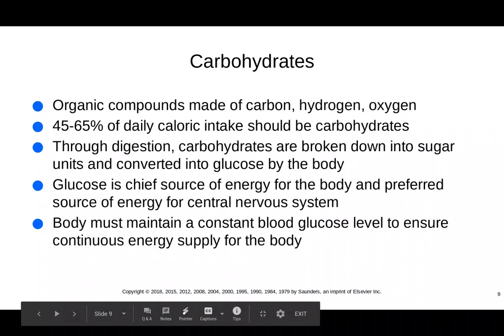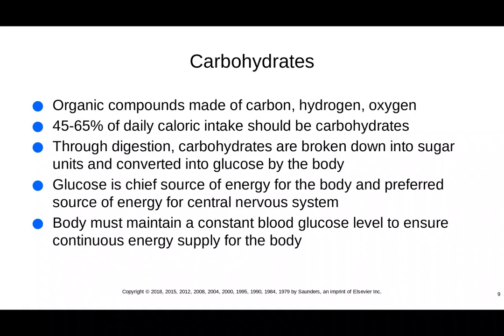Okay, so we'll go back to our macronutrients. Carbohydrates are organic compounds which are made up of carbon, hydrogen, and oxygen. And 45 to 65% of our daily caloric intake should be carbohydrates. Through digestion, carbohydrates are broken down into sugar units and then converted into glucose by the body. Glucose is the chief source of energy for the body, and it's our preferred source of energy for the CNS, or central nervous system. And the body needs to maintain a constant blood glucose level to ensure continuous energy supply.